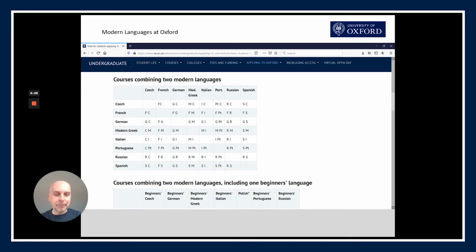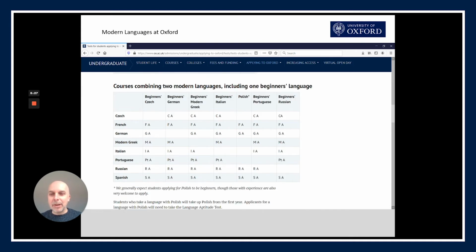If you were looking to take a course where you're combining two modern languages, one of which is a beginner's language, then this would be the table that you would look at. So, for example, we can see on the second row, if you wanted to do French and beginner's Czech, then you need F and A. So you need to take a test in French and an aptitude test, the LAT, the language aptitude test that I was just talking about.